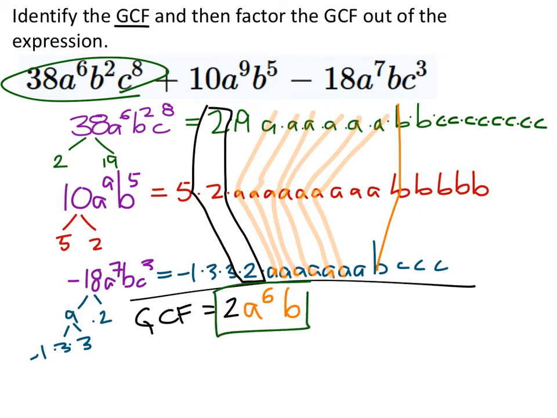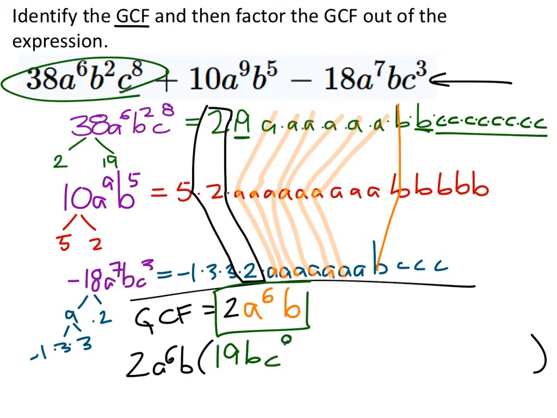2a to the 6th, b. So I assume you'd have to fill that in on the homework. Now it says the greatest common factor out of the expression. So our greatest common factor right here is 2a to the 6th times b. Now we factored it out of something, specifically those three terms from the original expression up here. So I'm starting with that 38a to the 6th b squared c to the 8th. And what do I have left over? I've got a 19. I've got 1b. And I've got 8 c's. So there's that term.